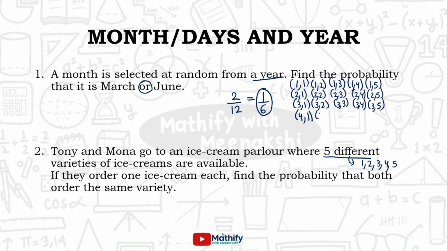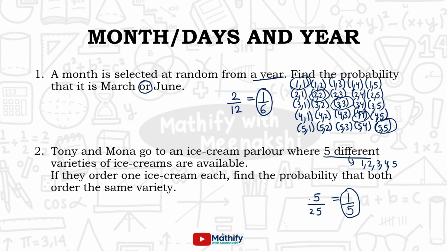Tony selects the 4th, again Mona has 5 possibilities: 1, 2, 3, 4, 5. Now Tony selects the last flavor, again Mona has 5 possibilities. That means in total we have 25. Both have ordered the same variety: 1,1, 2,2, 3,3, 4,4, 5,5. That means 5 by 25, you can say 1 by 5. If they both order different varieties, then the answer is 20 by 25, you can say 4 by 5. Let's move to the next question.